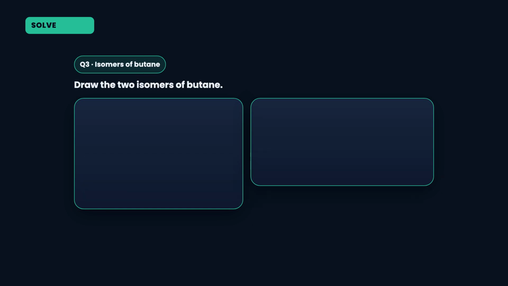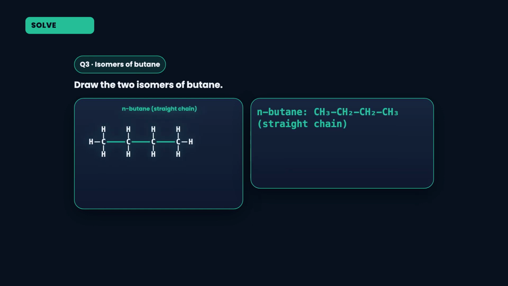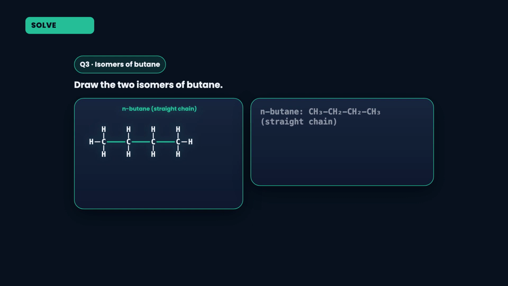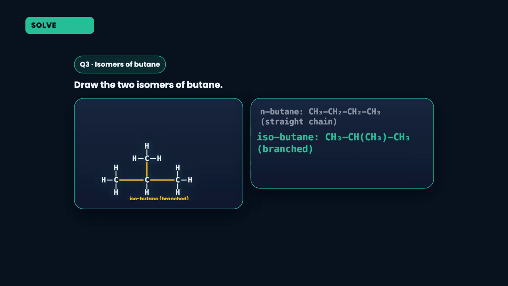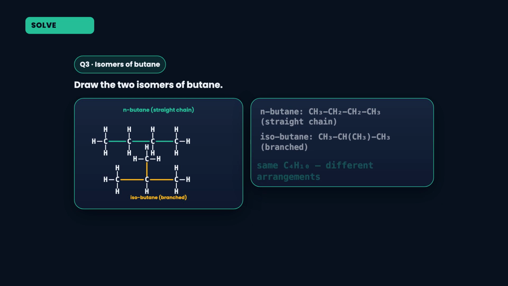3. Draw the 2 isomers of butane. The straight chain, n-butane, 4 carbons in a line. The branched one, isobutane, also called 2-methylpropane, 3 carbons with a methyl branch on the middle carbon. Same formula, different structure.